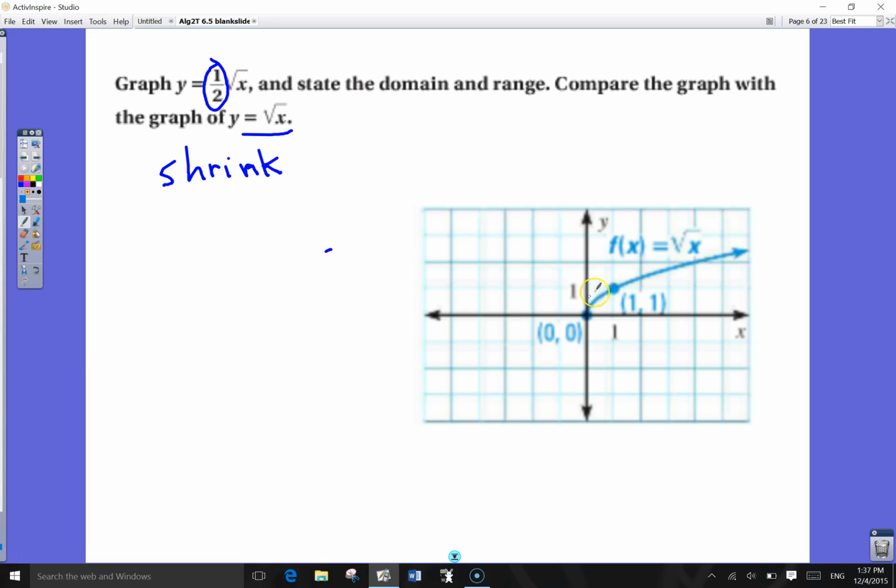This is the graph of the parent function. So if the parent function had the point 1, 1, then 1/2 times the square root of x would have the point 1, 1/2. And instead of 4, 2, it'll be 4, 1. So the graph starts at 0, 0 and it goes like that. Now, did that change the domain and the range? Well, let's see. The graph still starts at the origin and it goes up and to the right from there. So the domain is still x greater than or equal to 0, and the range is y greater than or equal to 0.